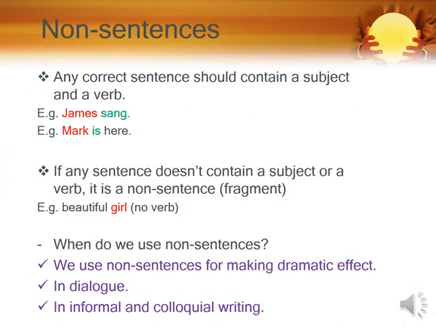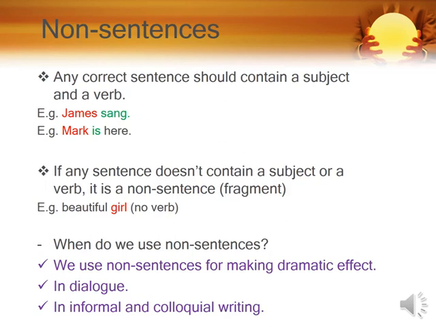Now we will explain something called non-sentences. And from the name, you can know that there is something missing. It's not a sentence. So the first thing that you should know is that any correct sentence should contain a subject and a verb. This is the minimum of what you need to make a grammatically correct sentence.